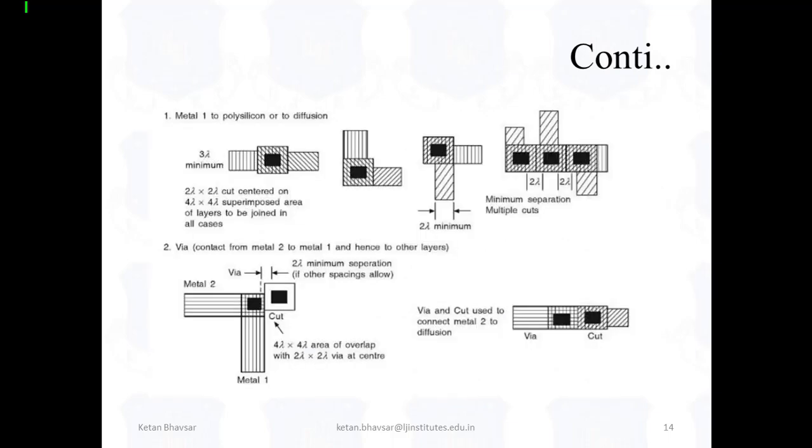Now, as you can see, when you're talking about the contact establishment, for metal to polysilicon or to diffusion, you have to make this particular area a minimum of 3 lambda. When you have a corner one, then you have to take a 2 cross 2 matrix, and when we design the minimum separation for multiple cuts, you still have to take a minimum 2 lambda width, else your design will not work successfully, as you can see. So these are the certain rules that you have to follow when designing any chip or when we work on any chip technologies.